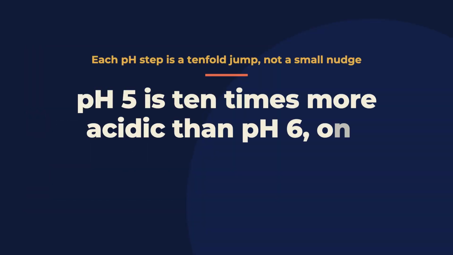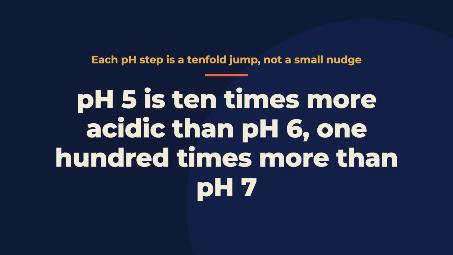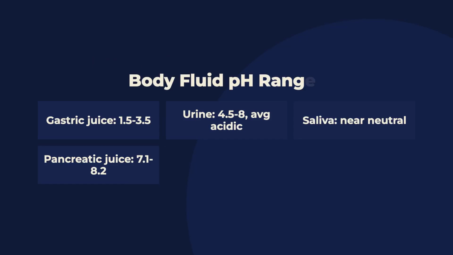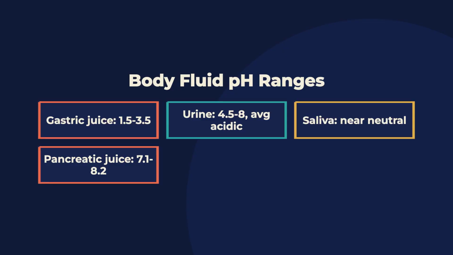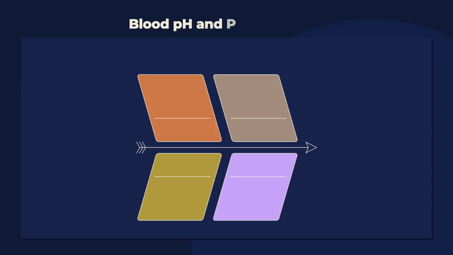The scale is logarithmic, not linear. Each whole number step represents a tenfold change in hydrogen ion concentration, which is why even small pH shifts in the body represent enormous changes in acidity. Body fluids sit at very different points on this scale. Gastric juice is strongly acidic to digest proteins. Urine varies around slightly acidic, saliva sits near neutral. And pancreatic juice is basic enough to neutralize incoming stomach acid.